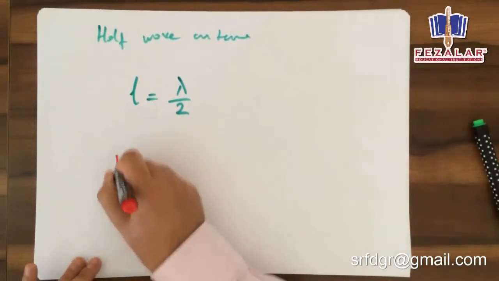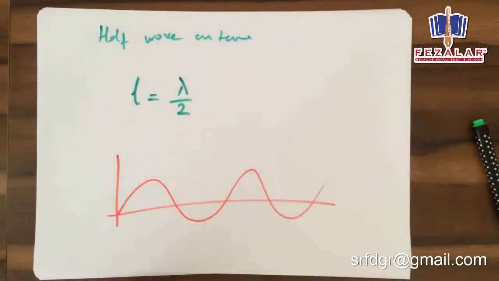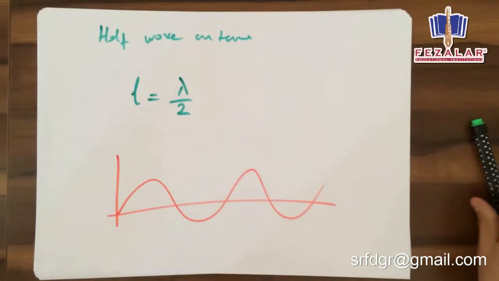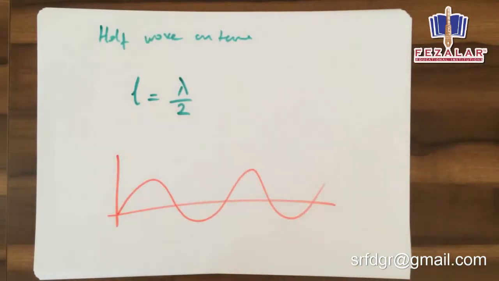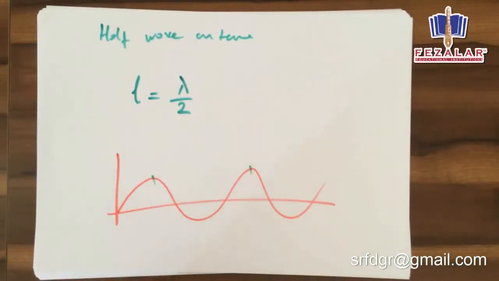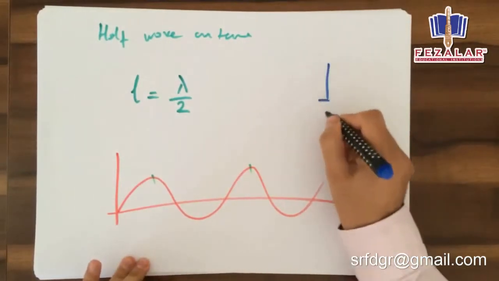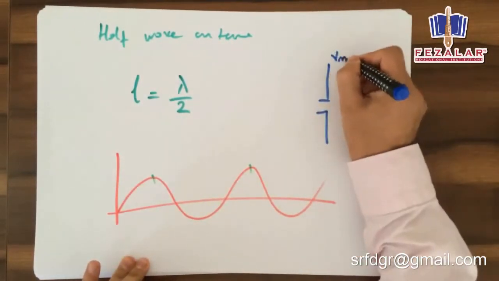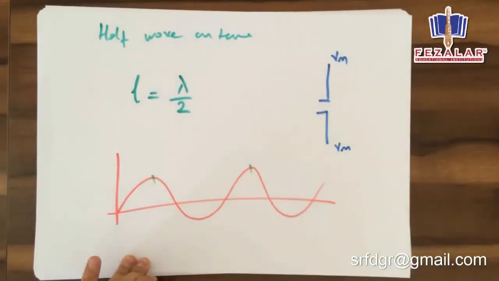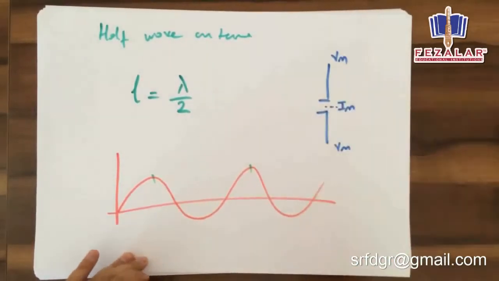This is our wave, and let's assume this is a voltage versus time graph. The wavelength of the electromagnetic wave, or any wave, is the distance between two crests or the distance between two troughs. But when we talk about an antenna, let's draw it again. This is our antenna. At the two ends, voltage is maximum. And at the middle, the current is maximum.